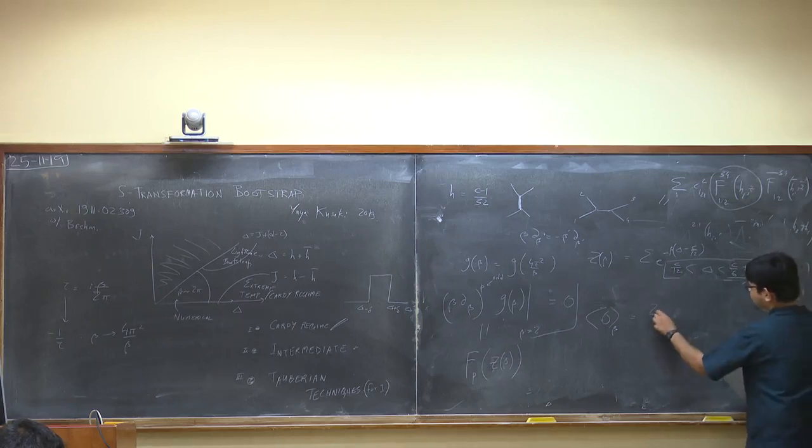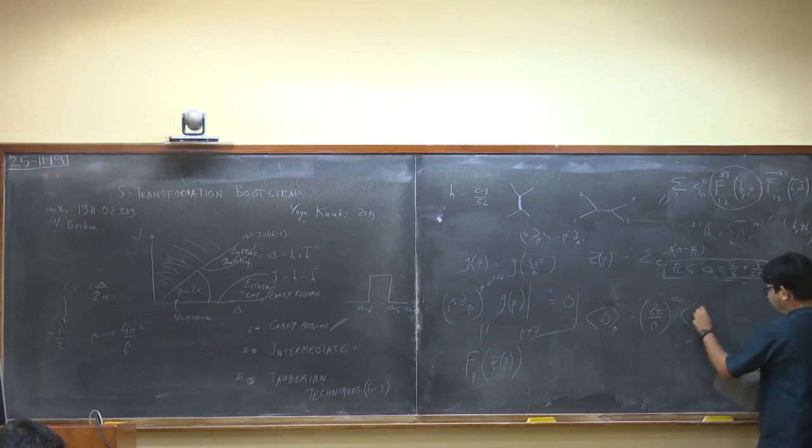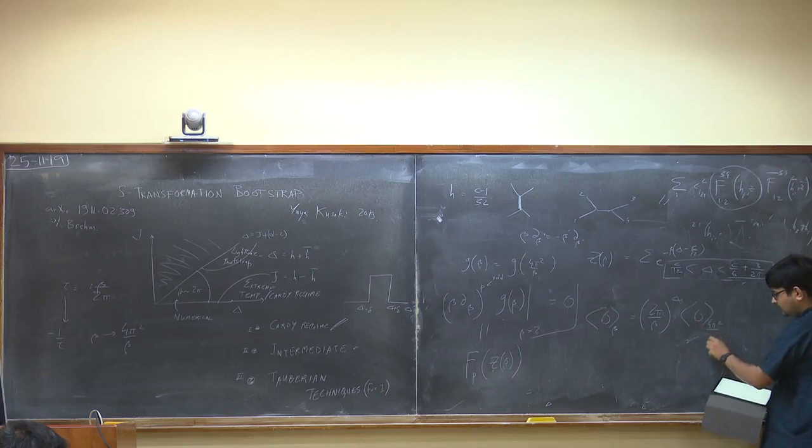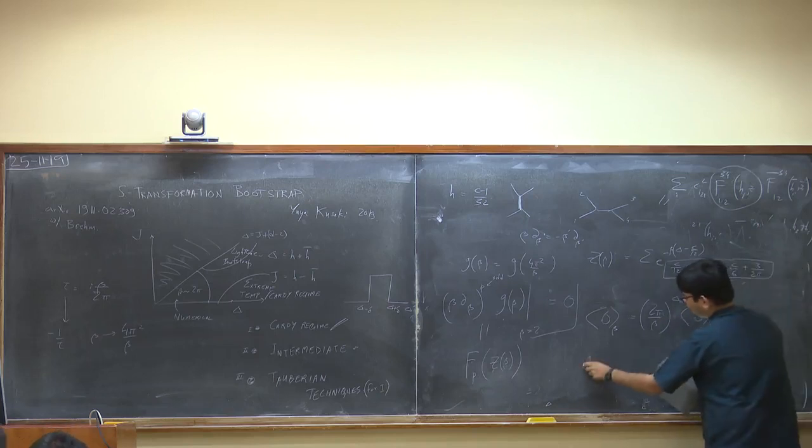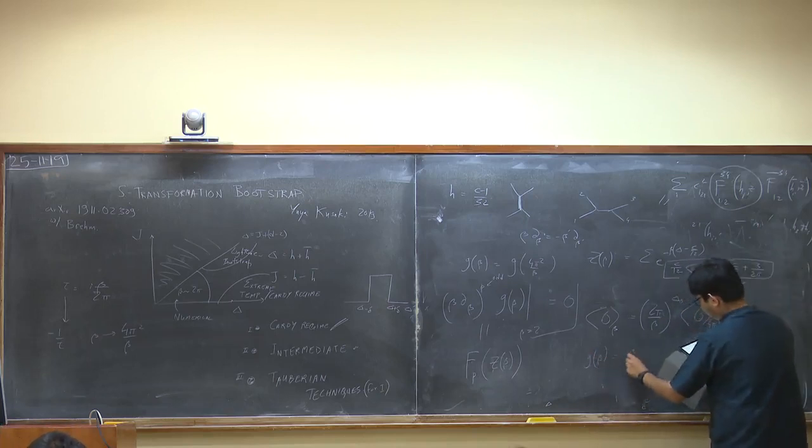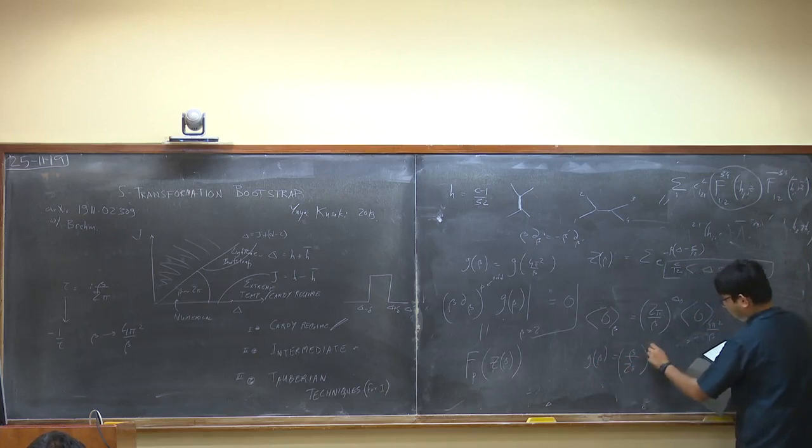So this is the relation. This is the modular covariance statement of the 1-point function, 4 pi square by beta. So from here one can see that the modular invariant quantity is just beta over 2 pi delta O by 2 O beta.